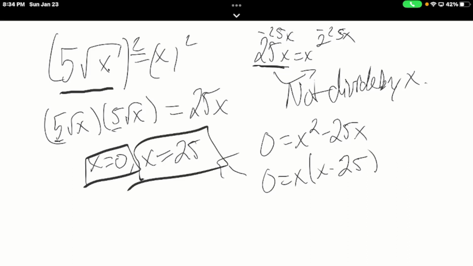So that was a commonly missed one. You're going to want to square both sides, which the 5 will also be squared. And then you'll want to make sure that you don't divide by anything. You're just going to subtract stuff over, because you're going to lose solutions if you're dividing by x. So that was one of them.